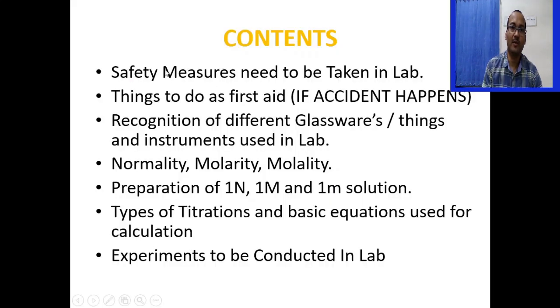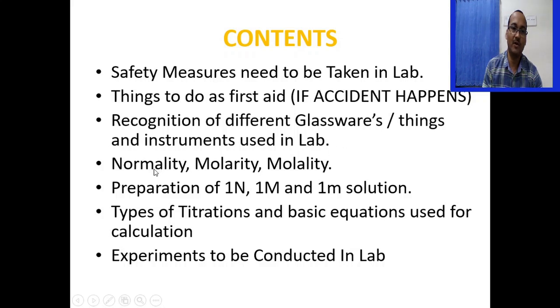So today we will talk about the safety measures that need to be taken inside the chemistry lab. Suppose some accident occurs, so what are the things you need to do fast as first aid? And today we will recognize different glasswares or things or instruments generally used in the chemistry lab.